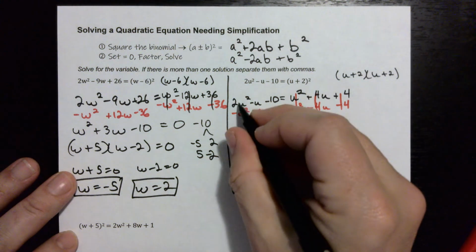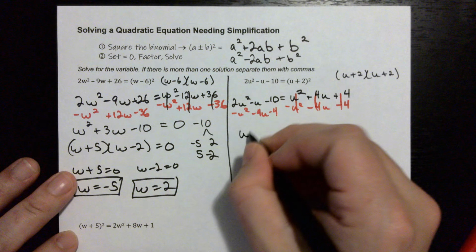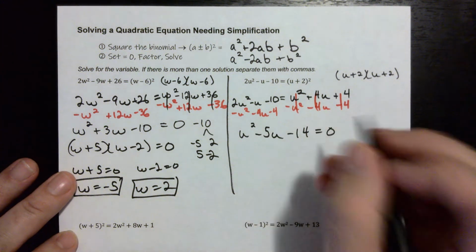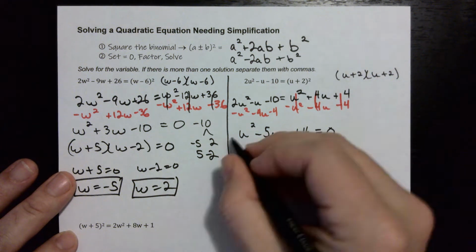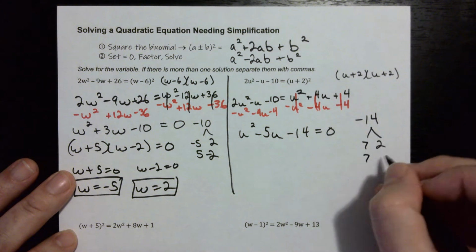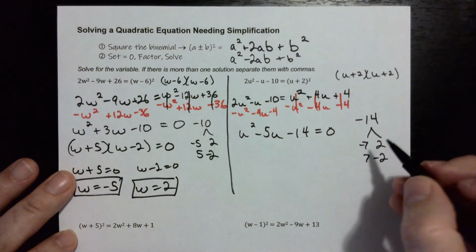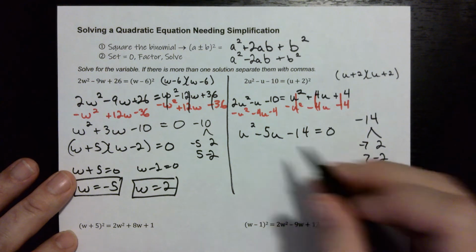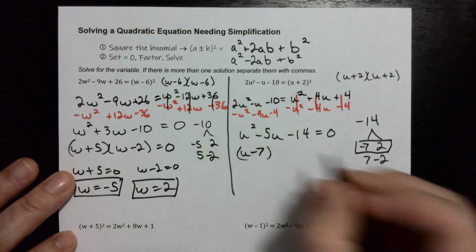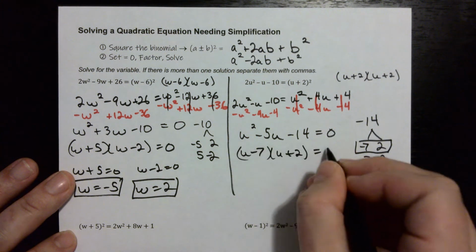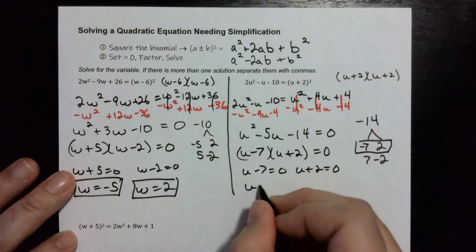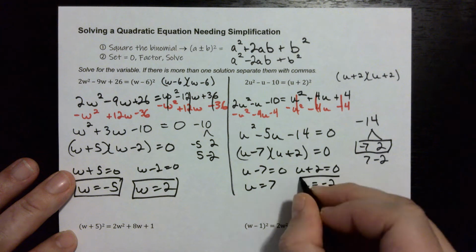So this becomes 2 minus 1 is just 1, so u squared minus 5u minus 14 equals 0. Okay, so let's factor this thing now. Two numbers that multiply to get negative 14, but add to get negative 5. It's going to be some variation of 2 and 7. Let's see, we need the 7 to be negative because this is negative. So that's the one we're choosing. It'll be (u minus 7)(u plus 2) equals 0. So u minus 7 equals 0, u plus 2 equals 0. So we get u is equal to 7 and u is equal to negative 2.